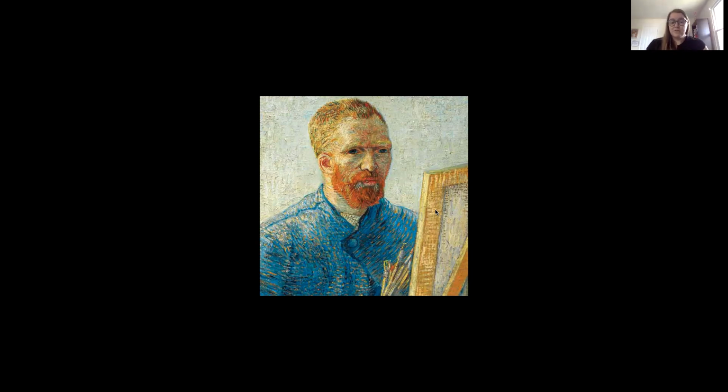So in just over a decade, he created about 2,100 artworks, including around 860 oil paintings, most of which were made in the last 2 years of his life. He did not live a long life. He died at the age of 37, but he produced so much work during that time that we still talk about him today.